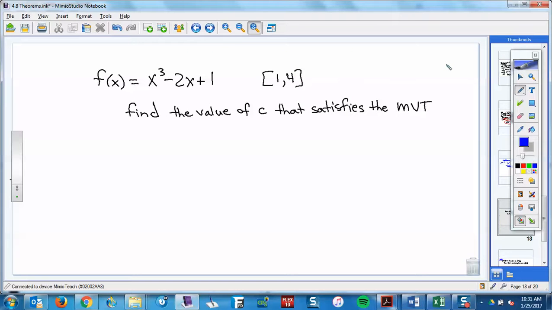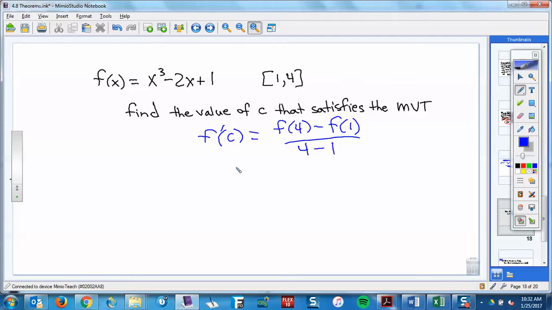All right, so the type of problem you might have, the very basic problem, would be one like this. Let's think this through. You've got this function on the closed interval 1, 4. Find the value of C that satisfies the mean value theorem. And again, I'll just help you get started. Basically, the conclusion of the mean value theorem is this right here. Slope between the endpoints, there's got to be some point in between them. Your job is to find that point.